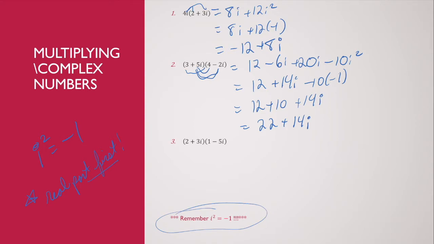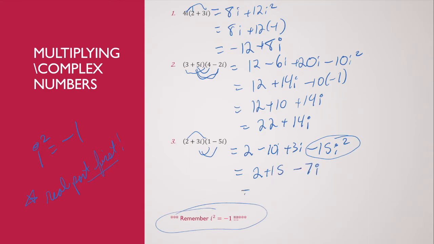Okay, last example. 2 times 1 is 2. 2 times negative 5i is negative 10i. 3i times 1 is 3i. 3i times negative 5i is a negative 15i squared. So I have 2, negative 15 times a negative 1 is a positive 15, minus 7i. Final answer is 17 minus 7i.